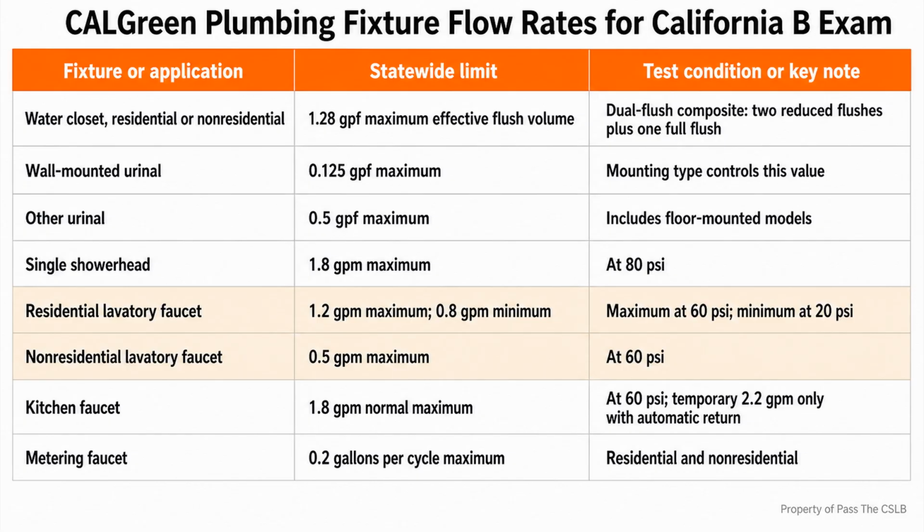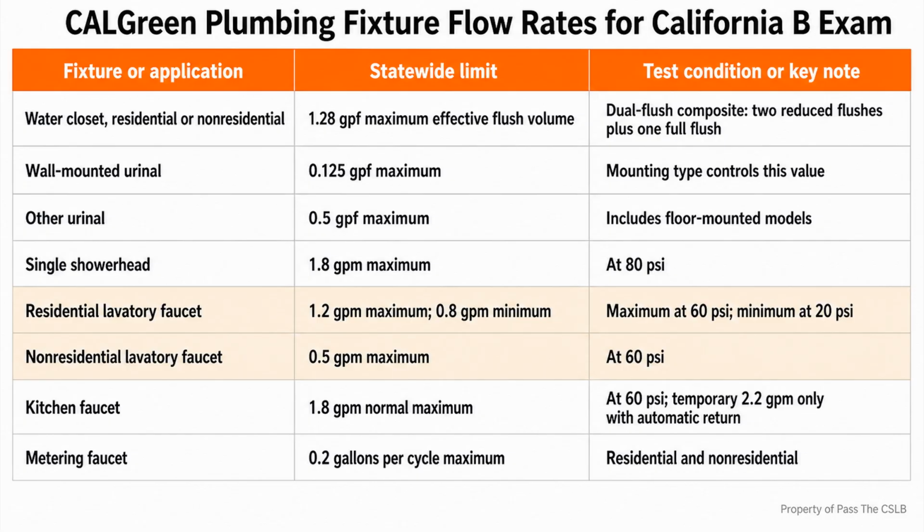Residential lavatory faucets must not exceed 1.2 gallons per minute at 60 pounds per square inch. They also have a minimum flow of 0.8 gallons per minute at 20 pounds per square inch. Non-residential lavatory faucets are capped much lower, at 0.5 gallons per minute at 60 pounds per square inch.